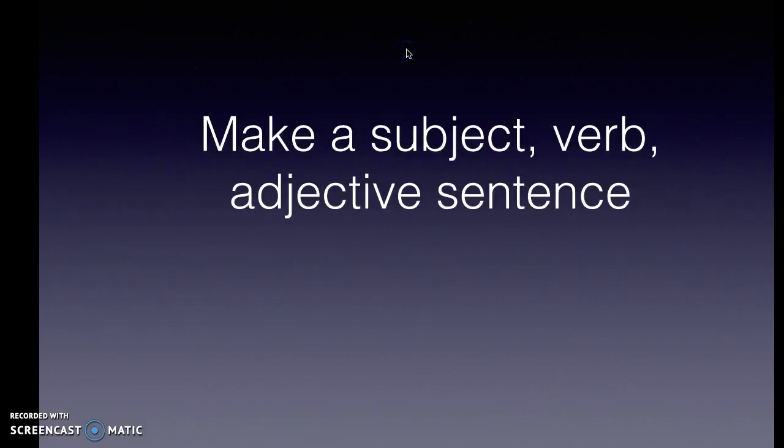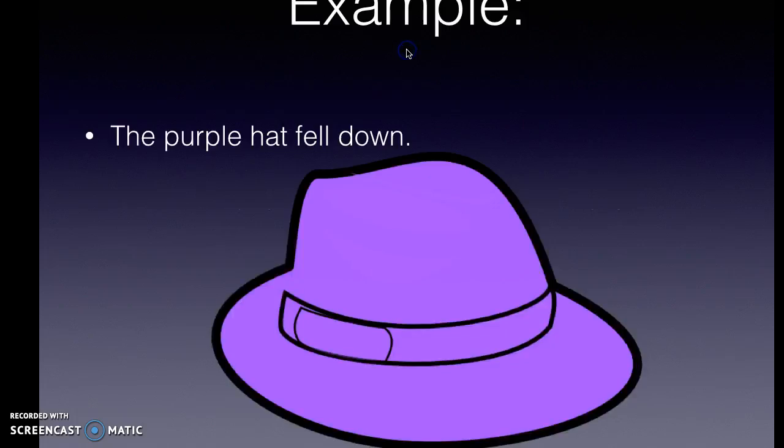Now we'll make a subject, verb, adjective sentence. Example, the purple hat fell down. Hat is our subject, it's a thing. Purple is our adjective, it's a color that describes the hat. Fell is the verb.